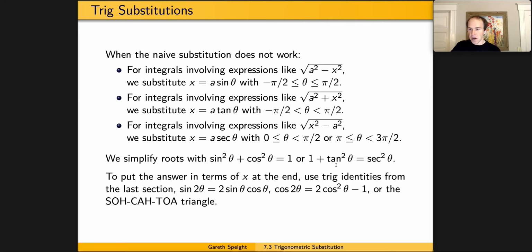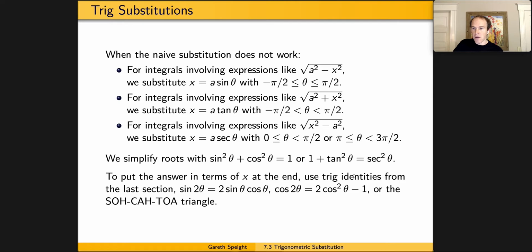But at the end, it's going to give us an answer in terms of theta, whereas we started in terms of x. So we're going to have to put that answer in terms of theta back in terms of x at the end. And there are several different things we might have to do. So we might have to use trig identities. For instance, if we know what sine theta is in terms of x and we want to find cosine theta, then we'd want to replace cosine theta by the square root of 1 minus sine squared.